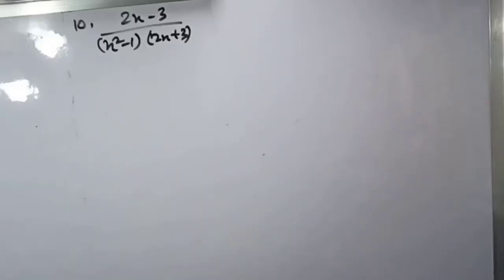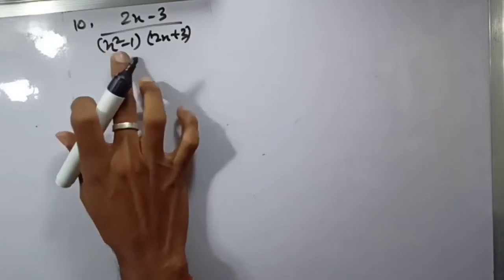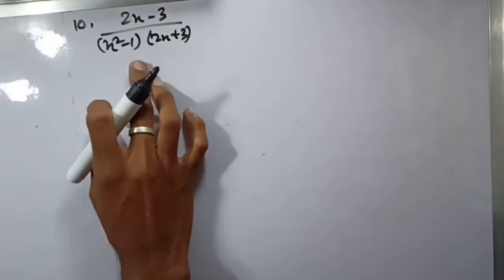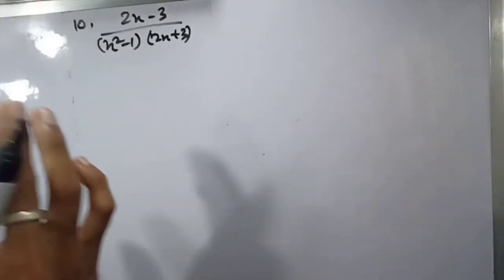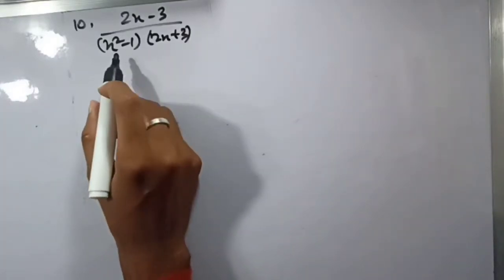Our next question is question number 10. So what we can do here is apply the formula over here, x square minus 1. This is basically the exercise of 7.5 in the NCERT book. So we are going to apply the formula over here, x square minus 1.